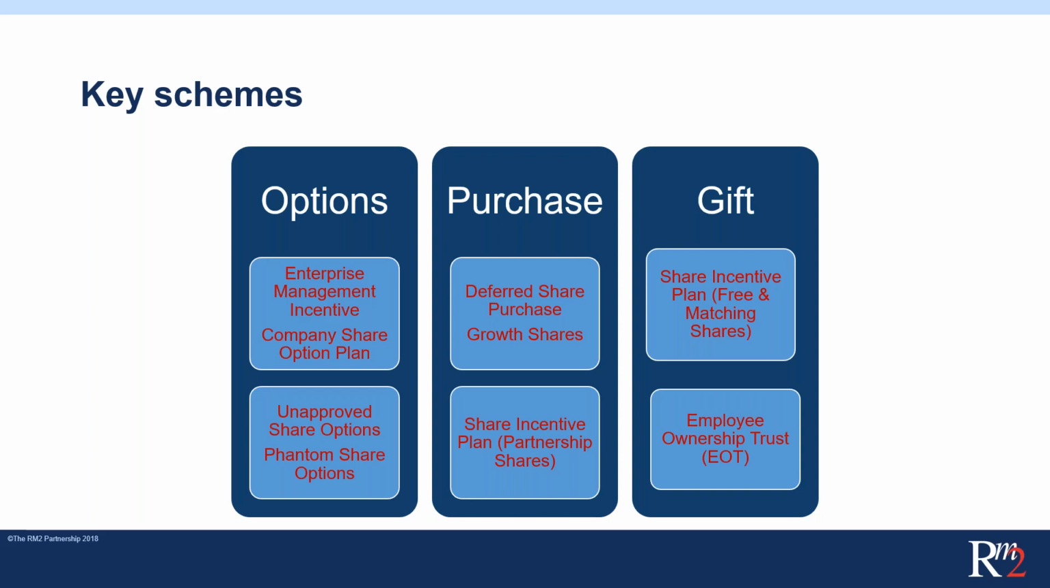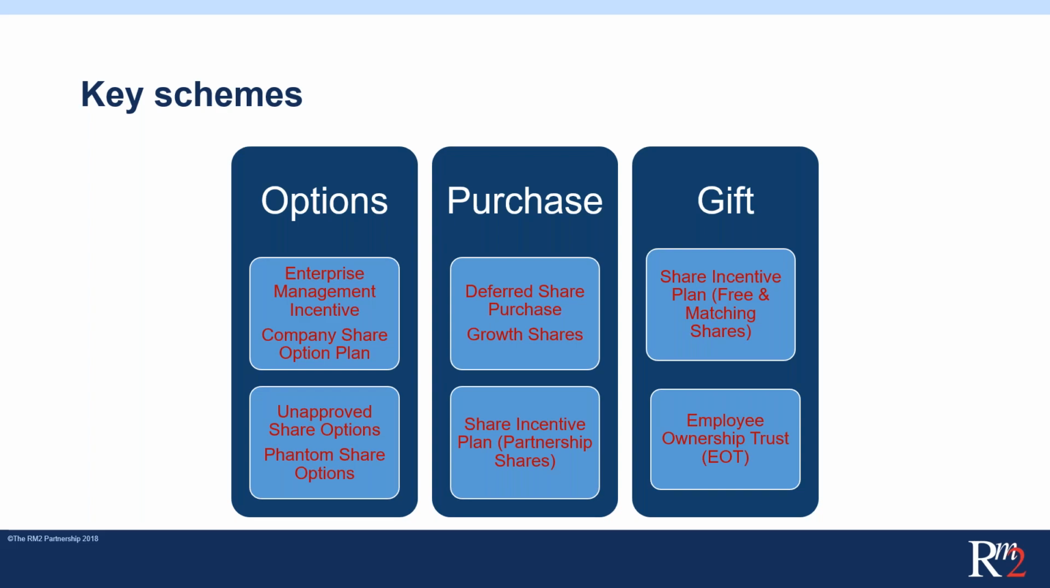So looking at the options box first, as I've noted previously, an option is just a promise to buy shares in the future at a price that's fixed today. Options don't give shareholders any rights until the participants exercise their option and buy the shares. The price at which they buy the shares and the timing is generally fixed at the outset, and there can be some flexibility on the timing and price depending on what type of plan you use.